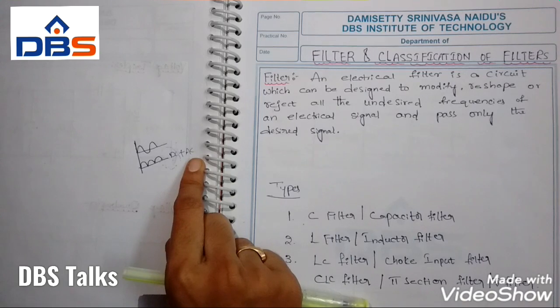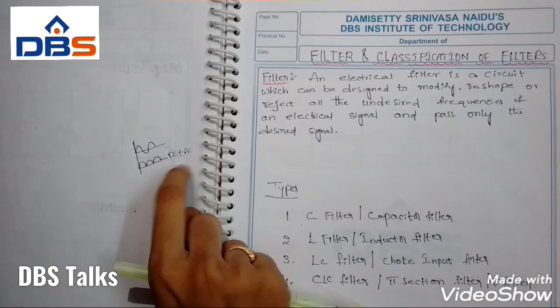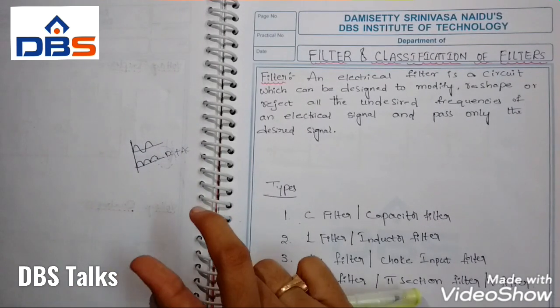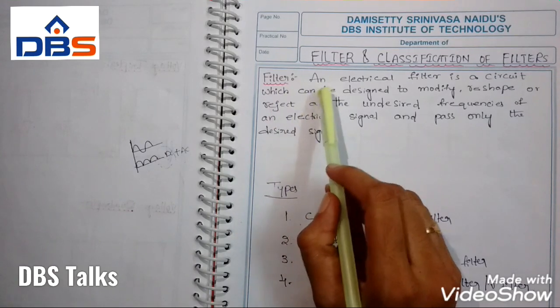But most of the electronic circuits require only pure DC. So in order to remove the AC components, we are using a circuit. That circuit is nothing but a filter. Here we'll see the definition.